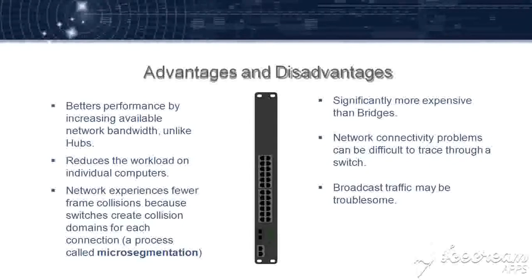Advantages and disadvantages. Better performance, reduce the workload on individual computer. It is better than hub, but these are more expensive than bridges or hub. Network connectivity problem can be difficult to trace through a switch because it is having multiple ports. That is why it is quite difficult to trace the problem in the network. Broadcast traffic may be troubled sometimes.